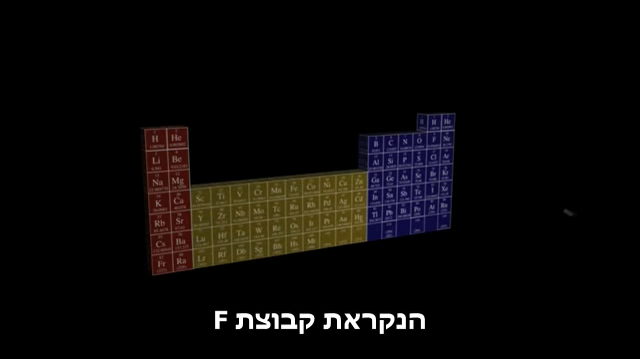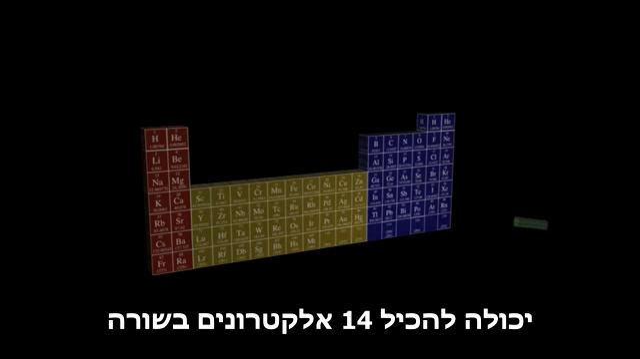This is the S group. It has L equals 0, and each row in this group can hold 2 electrons. This is the P group. It has L equals 1, and each row in this group can hold 6 electrons. The L equals 2 group, called the D group, can hold 10 electrons per row. And the L equals 3 group, called the F group, can hold 14 electrons per row.